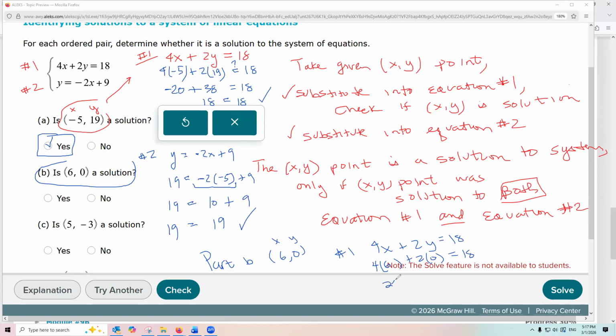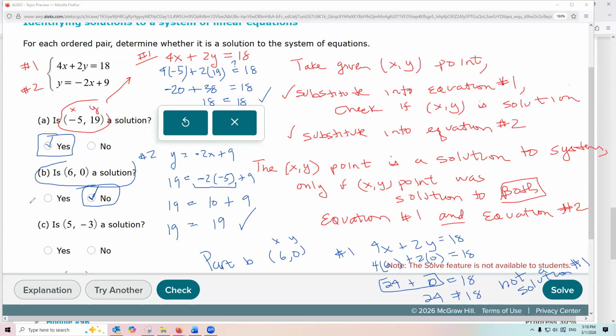4 times 6 is 24. 2 times 0 is 0. 24 plus 0 here on the left side, that's 24. But 24 is not equal to 18. So this is not a solution to equation number 1. I'm not going to even bother checking it in equation 2, because if it's not a solution in equation 1, it's not going to be a solution in both. That means not a solution to the overall system.